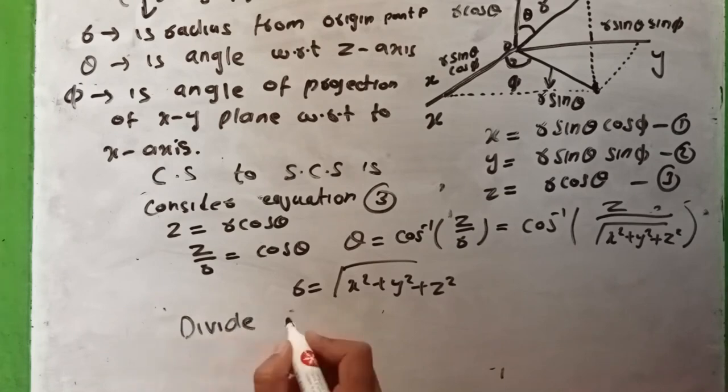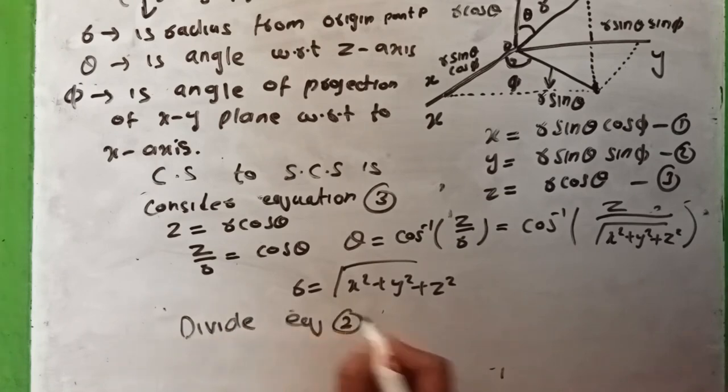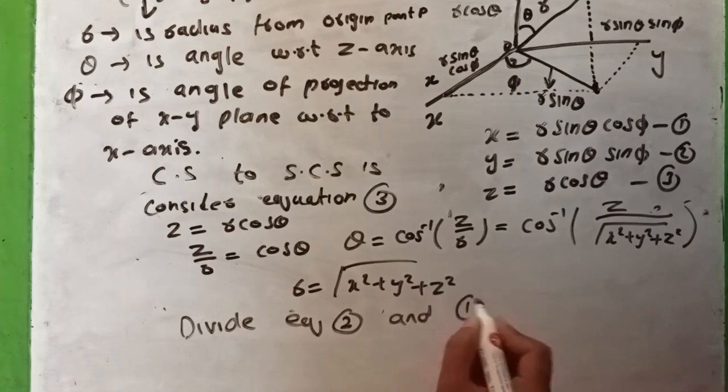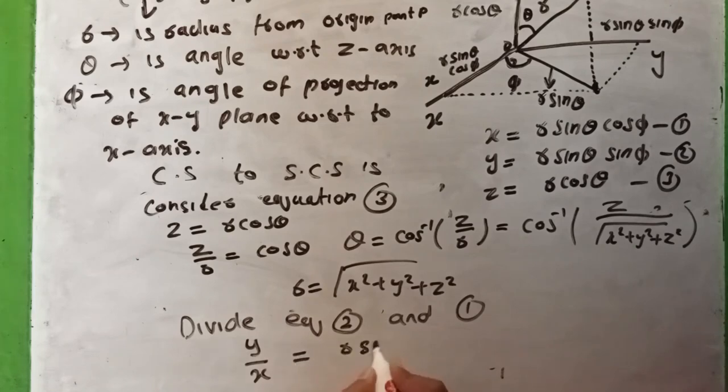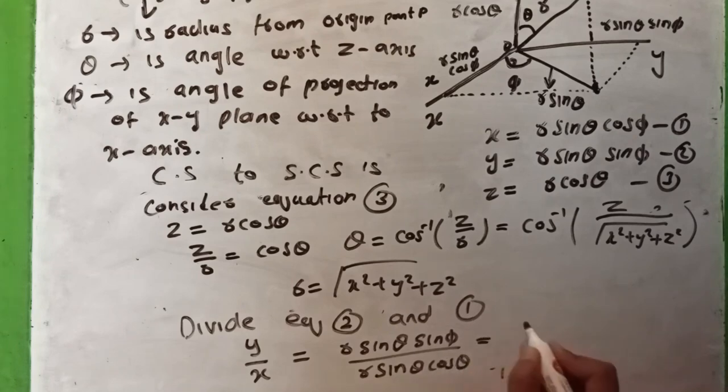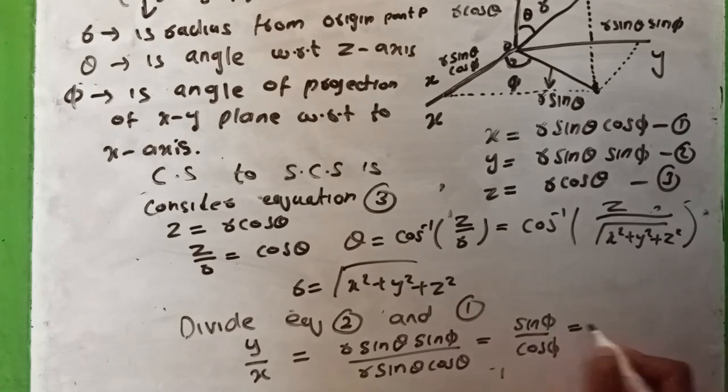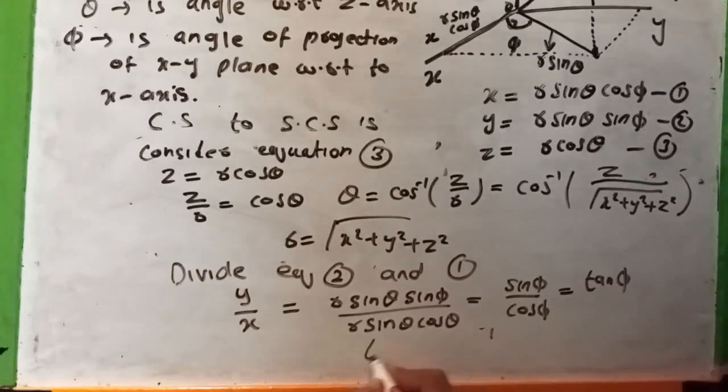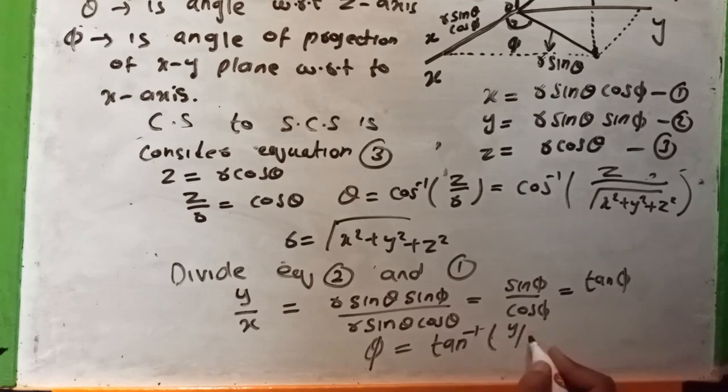Divide equation 2 by 1. So this becomes y over x is equal to r sin theta sin phi over r sin theta cos phi, which is equal to sin phi over cos phi, and this is equal to tangent phi. So phi is equal to tangent inverse y over x.